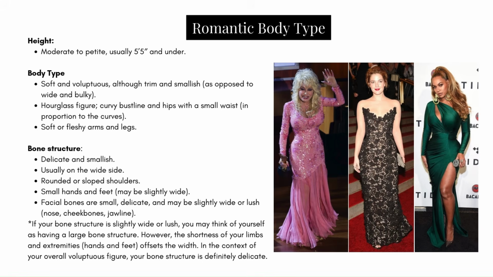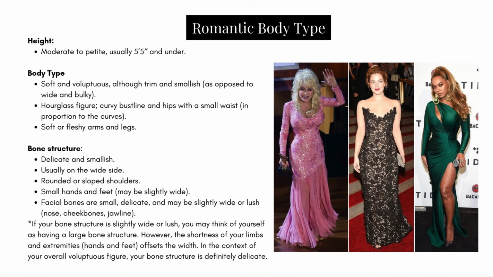Height. Moderate to petite, usually 5 foot and under. Body type. Soft and voluptuous, although trim and smallish as opposed to wide and bulky. Hourglass figure, curvy bust line and hips with a small waist in proportion to the curves. Soft or fleshy arms and legs. Bone structure. Delicate and smallish, usually on the wide side. Rounded or sloped shoulders. Small hands and feet, maybe slightly wide. Facial bones are small, delicate, and maybe slightly wide or lush, as seen in the nose, cheekbones, and jawline.